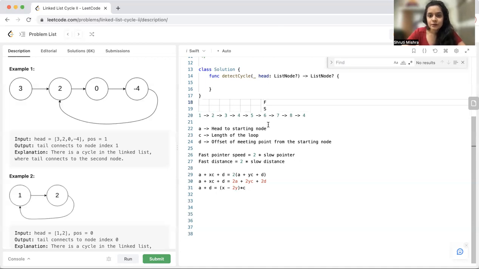Now this is where the story begins. We have to consider 3 parameters here. One is the distance between your head node and the starting node of the loop, which is 4. We're talking about this distance from 1 to 4. I have represented it with A. So this distance is basically A. Then the length of the loop. The loop is basically a circle, so how many nodes are there in that circle? That is represented by C.